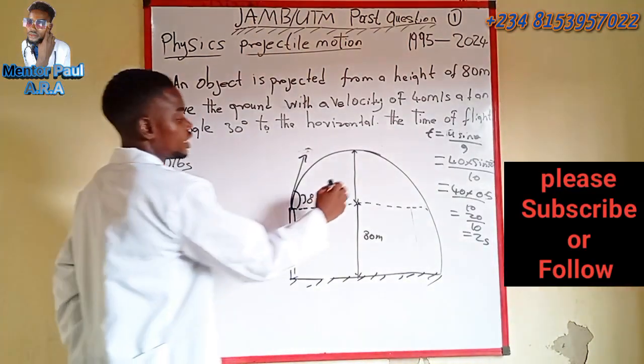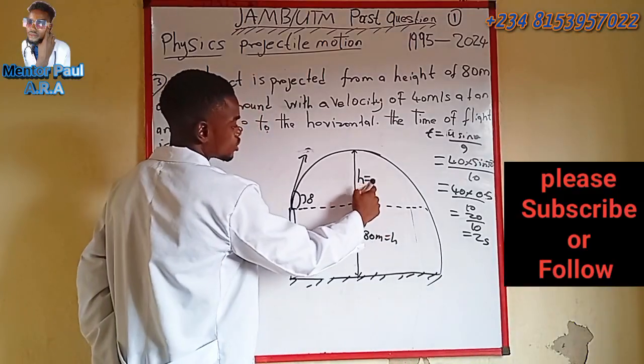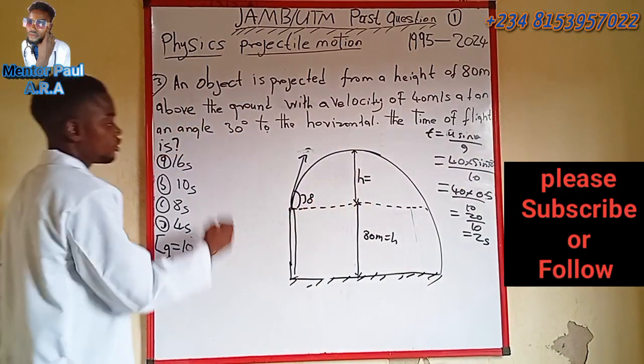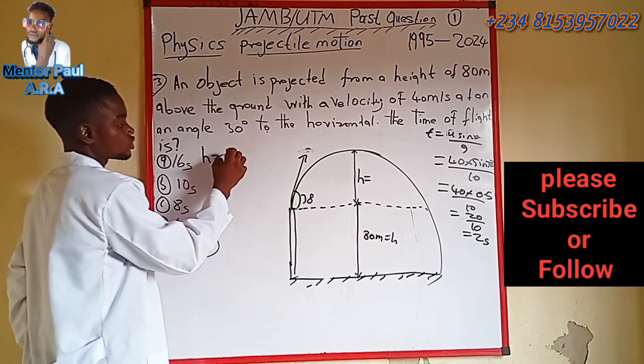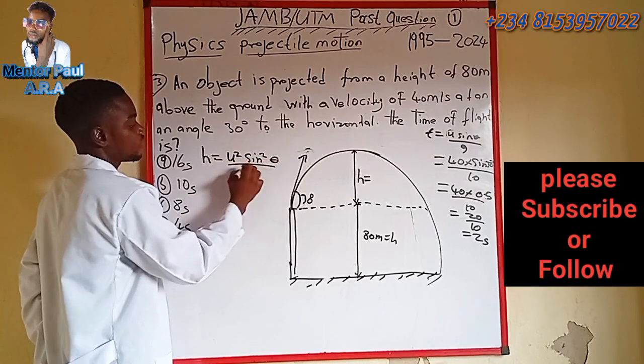How are we going to do that? Let's complete and get this other height. This is the first height. Now let's complete and get this other height. How can we get this height over here? Remember that the maximum height is equal to U squared sine squared theta all over 2g.